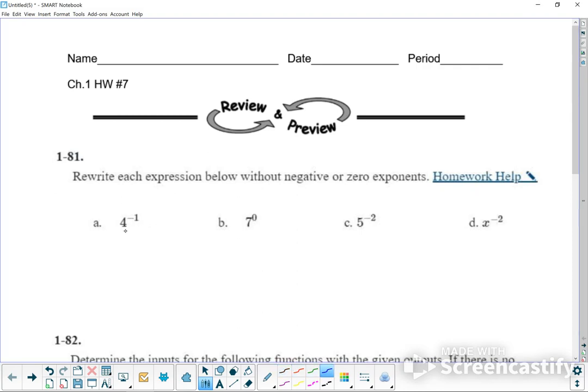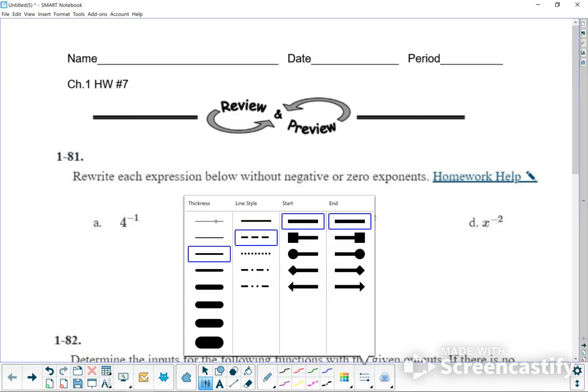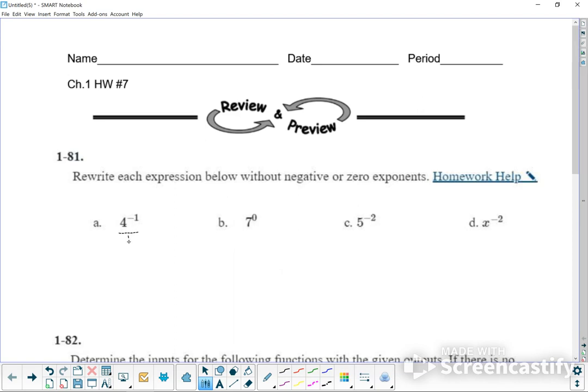4 to negative 1. Remember, in 4 to negative 1, currently as it looks, it's going to look like this. Right? And what we want to do is write it without a negative or zero exponent. So this one has a negative exponent. So what we do is we're going to write it, and it's still going to be a fraction, but it will go underneath like that.